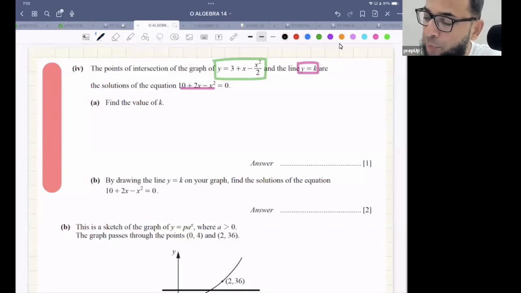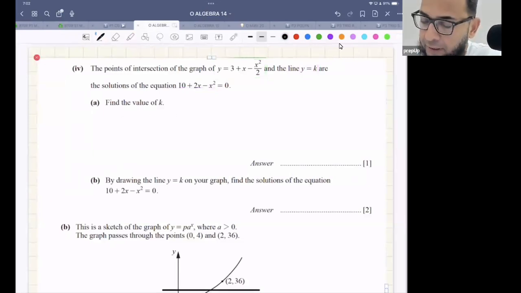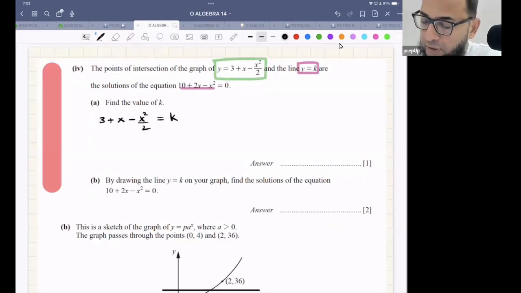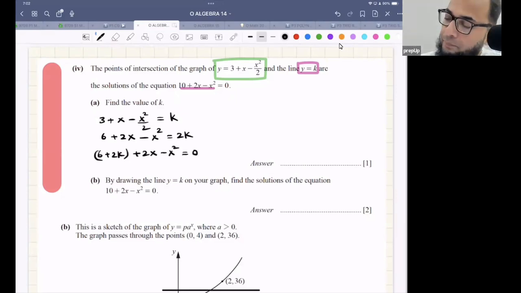So what we do is that we equate the two. 3 plus x minus x square over 2 is equals to k. Simplify. So let me multiply by 2. So 6 plus 2x minus x square is equals to 2k. And let me take 2k on the other side. 6 plus 2k, that's a constant, plus 2x minus x square is equals to 0.